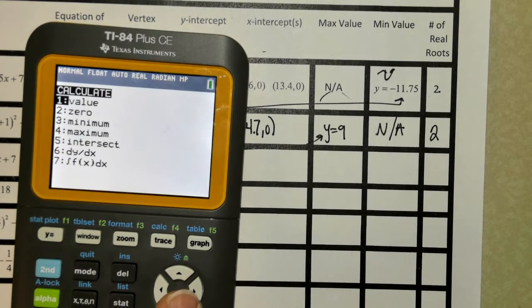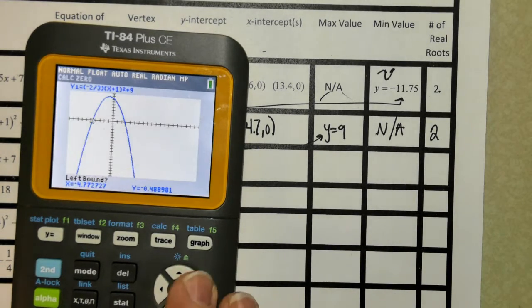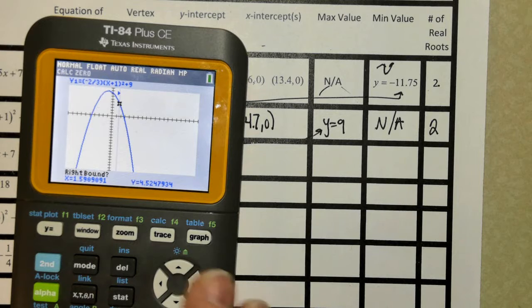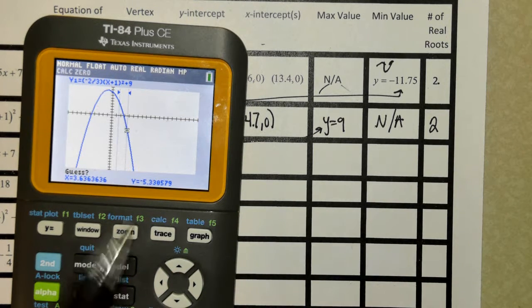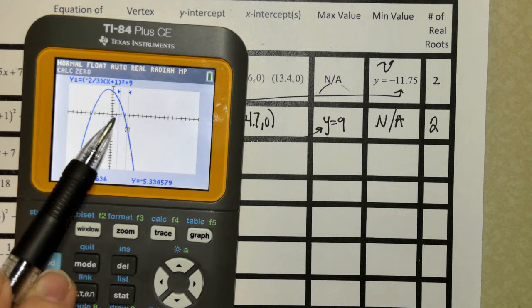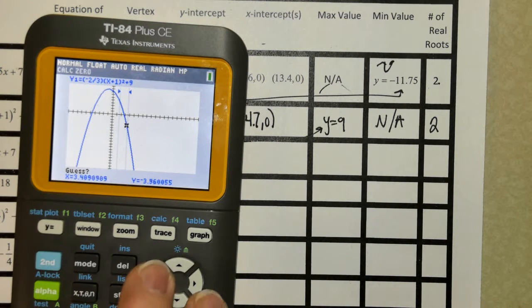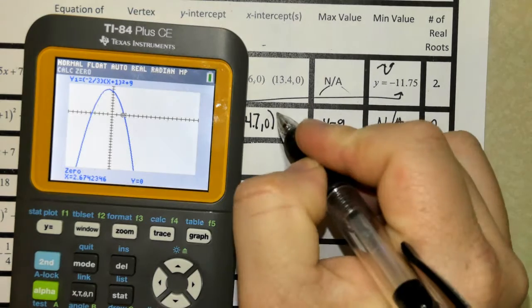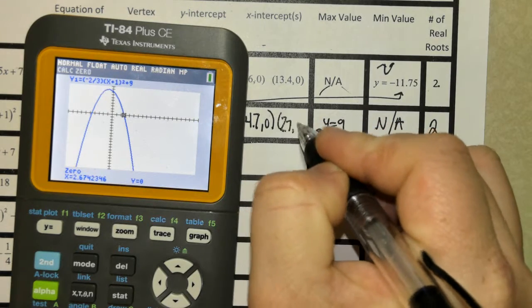Next one, second trace 0. Left bound is above. We have a boundary line. Right bound is below. We're doing it correctly if our x-intercept is in between. Then we come back and we guess, and this is going to be rounded to 2.7 comma 0.